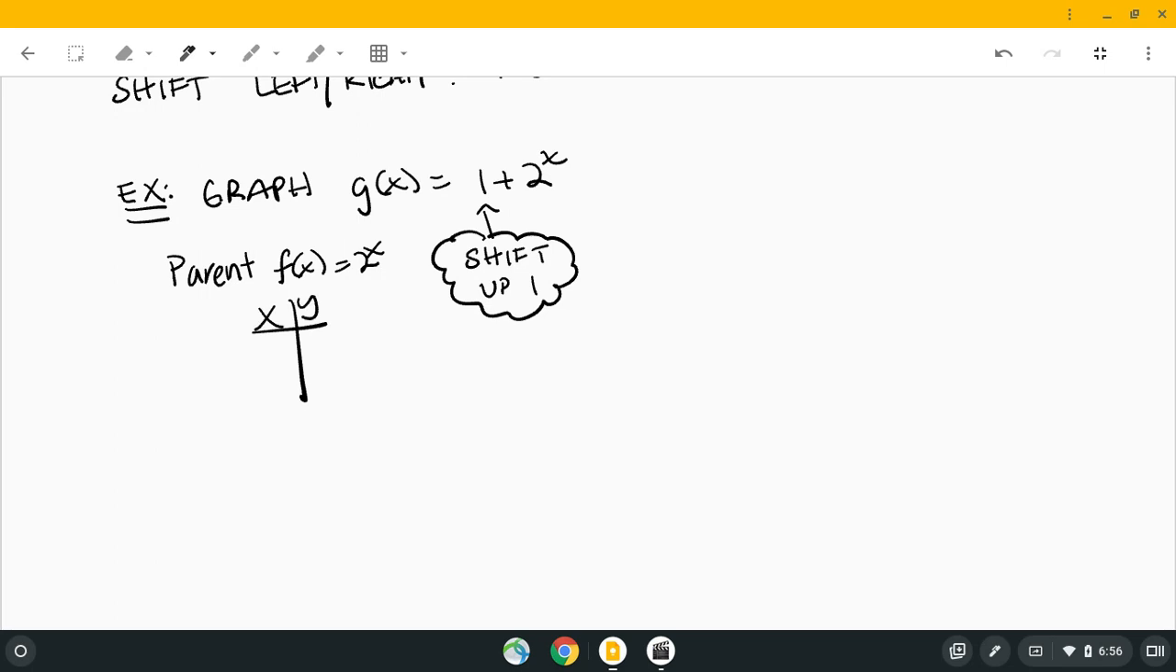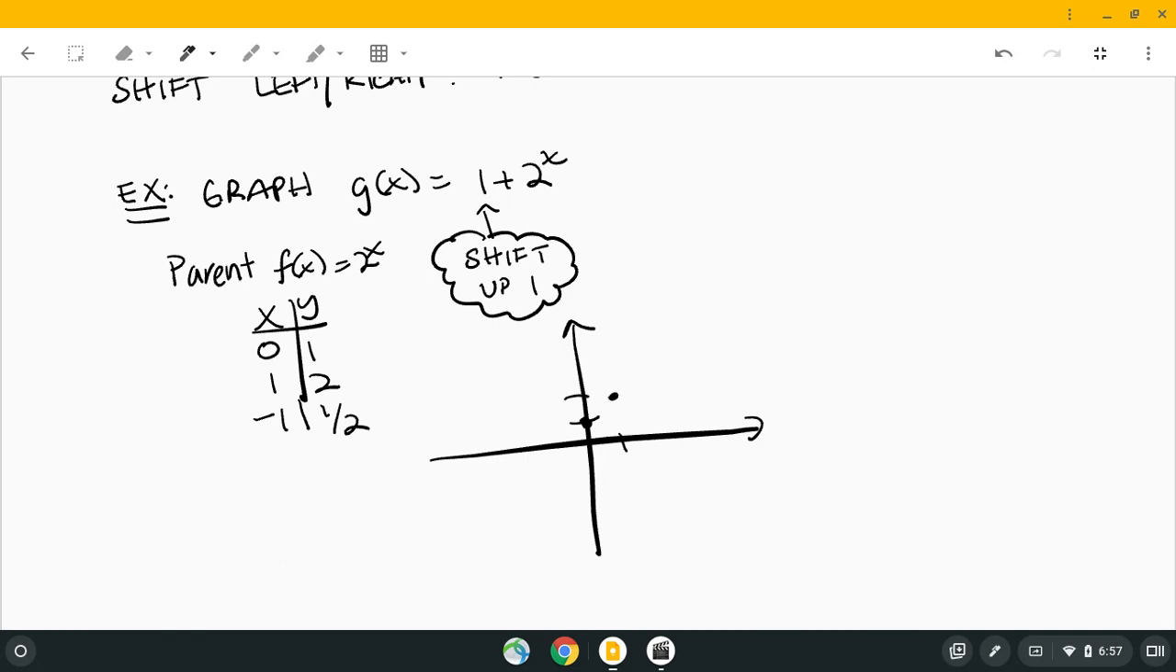If you make a table of values for that, 0, 2 to the 0 is 1. 1, 2 to the first is 2. Negative 1, 2 to the negative 1 is 1/2. Okay, so then we're going to take the parent function and graph it. 0, 1, 1, 2, negative 1, 1/2. Okay, so this is our parent function. Here, I'll do kind of a dotted. Okay, and then we're going to shift this all up 1.